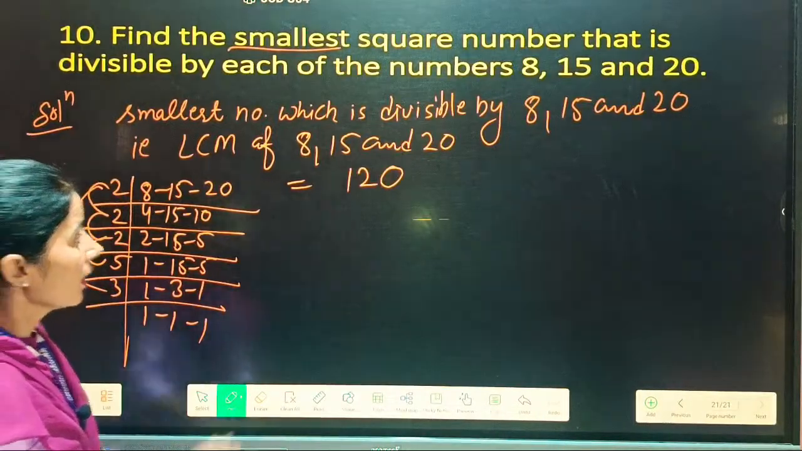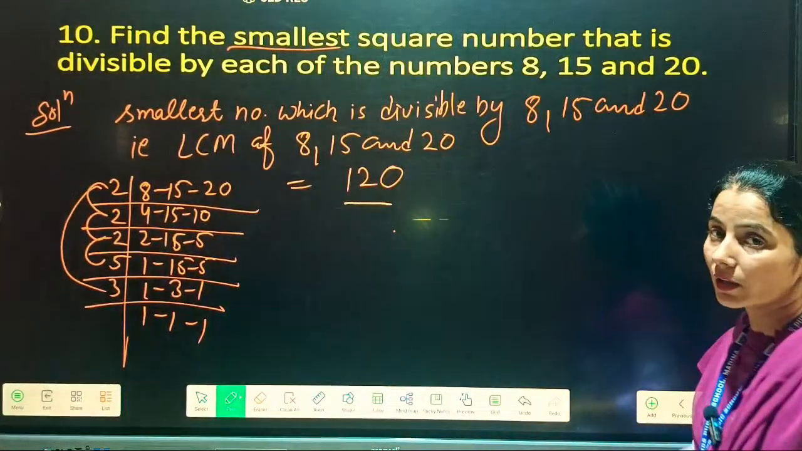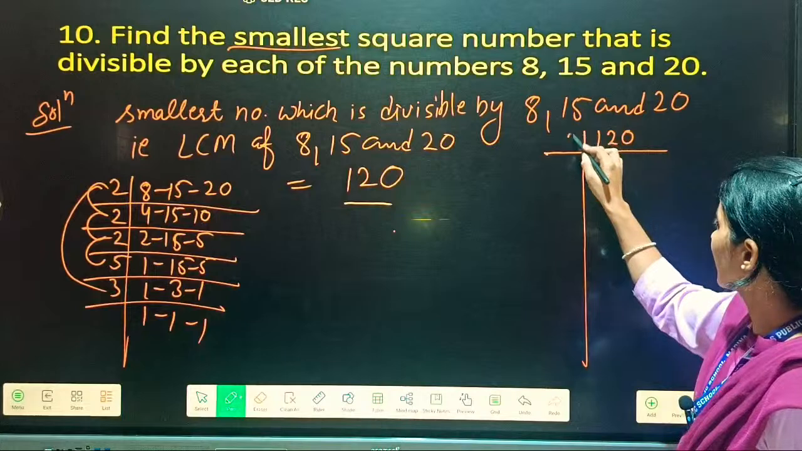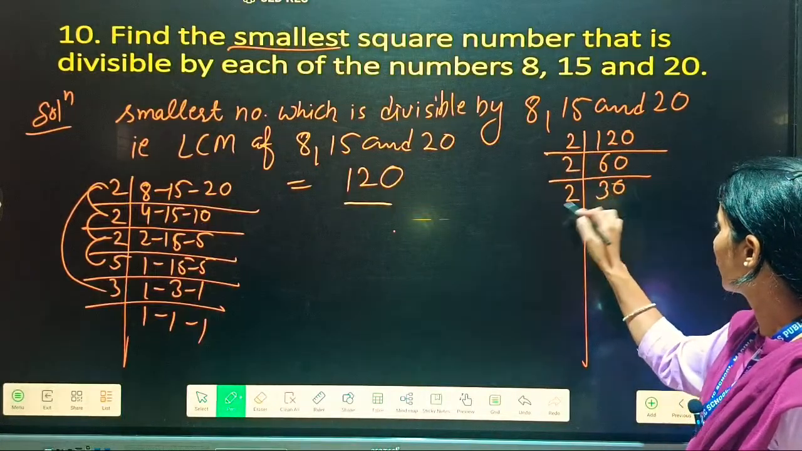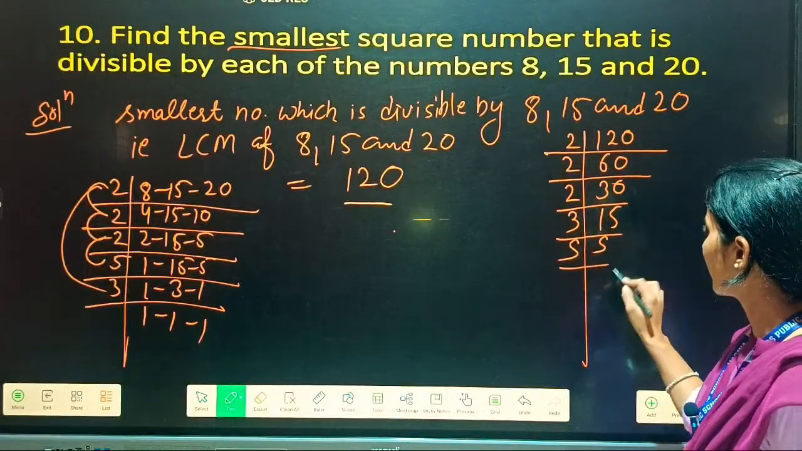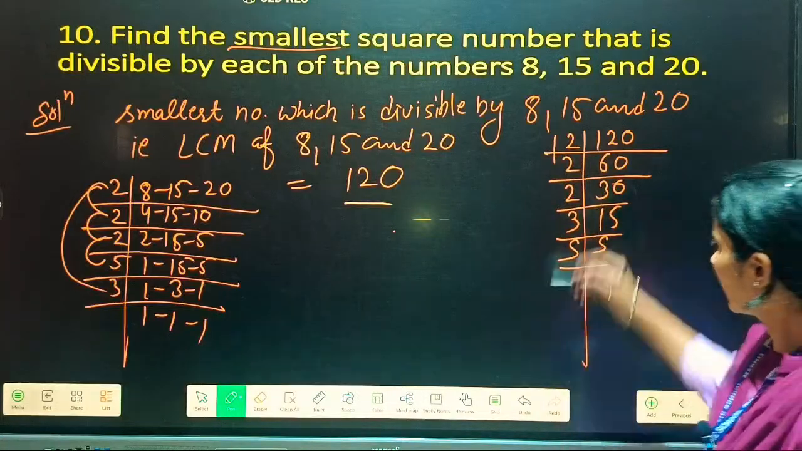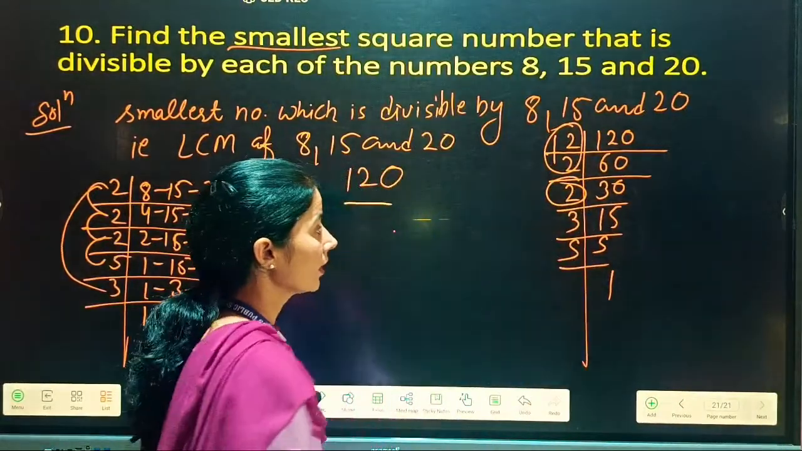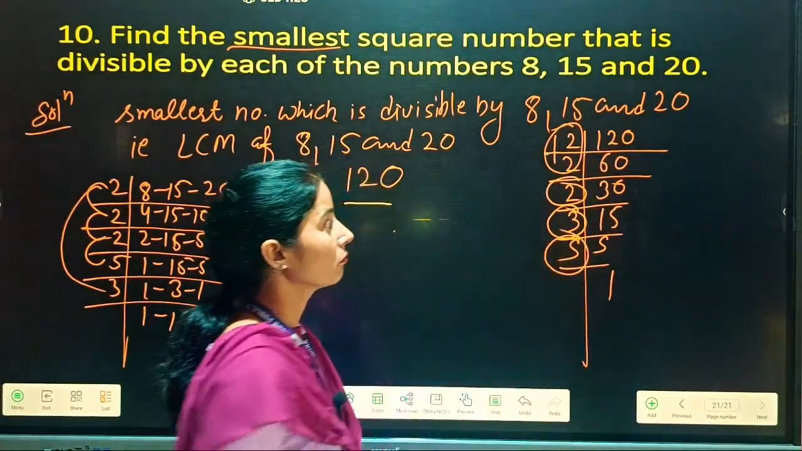Now see, I want to check whether this 120 is a perfect square or not. Let us factorize it. 120. 2 sixes are 12, 0 as it is. 2 thirties, then 2 fifteens, and then 3 fives are 15, 5 ones are 5. In these factors, this 2 is in pair, one more 2 is left unpaired, this 3 is also not in pair, and this 5 is also not in pair.